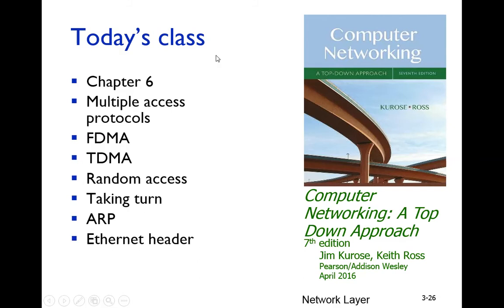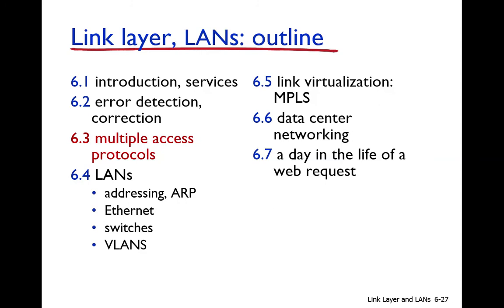In today's class, we are going to continue chapter number 6, and we would like to discuss some multiple access protocols. In particular, we will discuss FDMA, TDMA, random access protocols, and taking turns protocols. After discussing these multiple access protocols, we would also like to discuss ARP and Ethernet header if time permits. So we are going to start multiple access protocols.